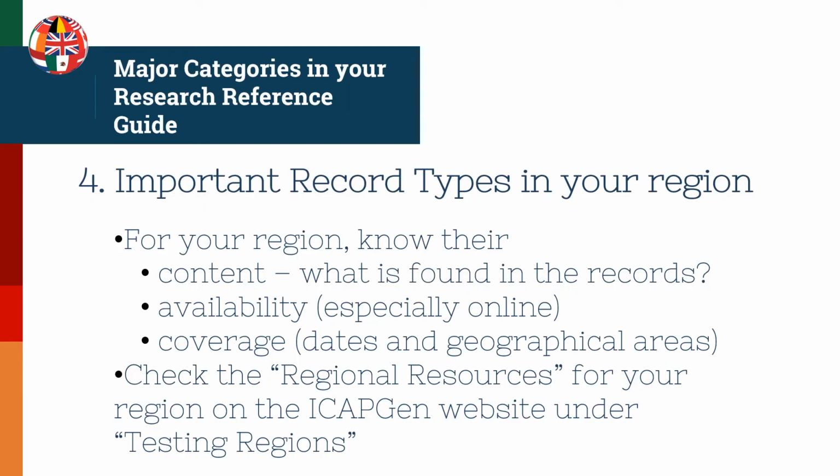As you gather information on the important record types for your region, you will want to make sure that you understand their content, for example, what is found in the records. Also their availability, and that would be especially what is available online. And finally, their coverage. For example, which dates and geographic areas do these record types cover in your area. You can check the regional resources for your region on the ICAPGen's website under Testing Regions.